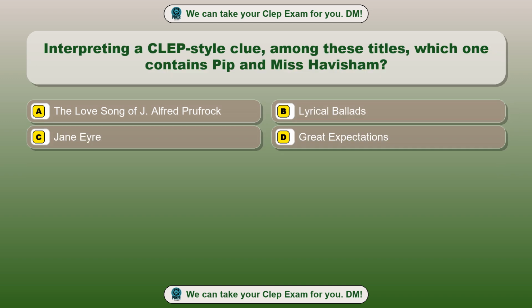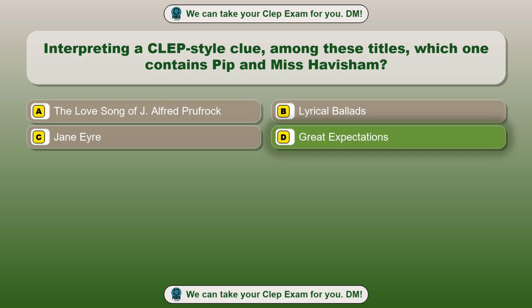Question 26. Interpreting a CLEP-style clue among these titles, which one contains Pip and Miss Havisham? Option A. The Love Song of J. Alfred Prufrock. Option B. Lyrical Ballads. Option C. Jane Eyre. Option D. Great Expectations. The correct answer is option D.